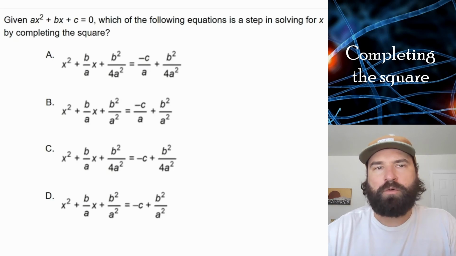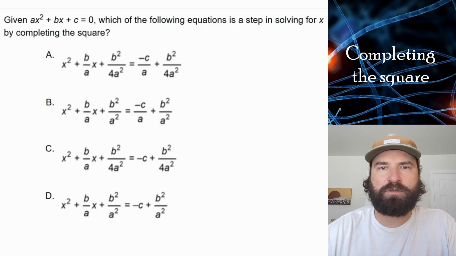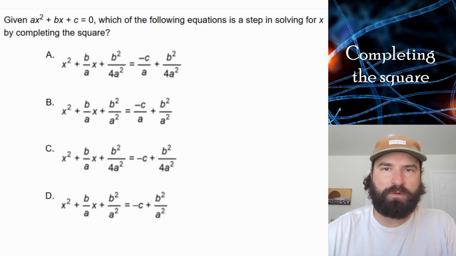Right, let's run through another MTEL question. This one says, given ax squared plus bx plus c equals 0, which of the following equations is a step in solving for x by completing the square?